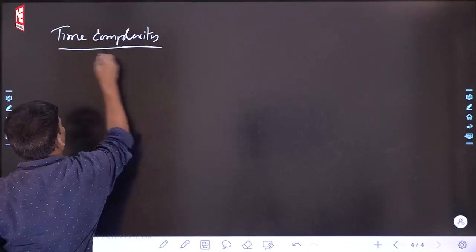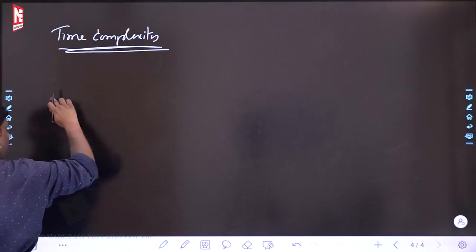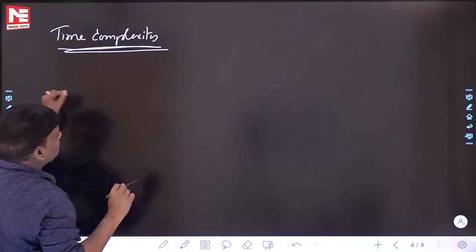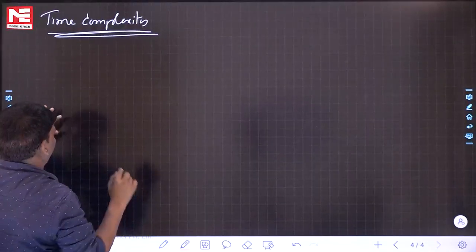Time complexity you have to find out. I am giving a few problems. Almost you are okay, right? So I am thinking that one or two lines are missing. I want to cover those. Please see.